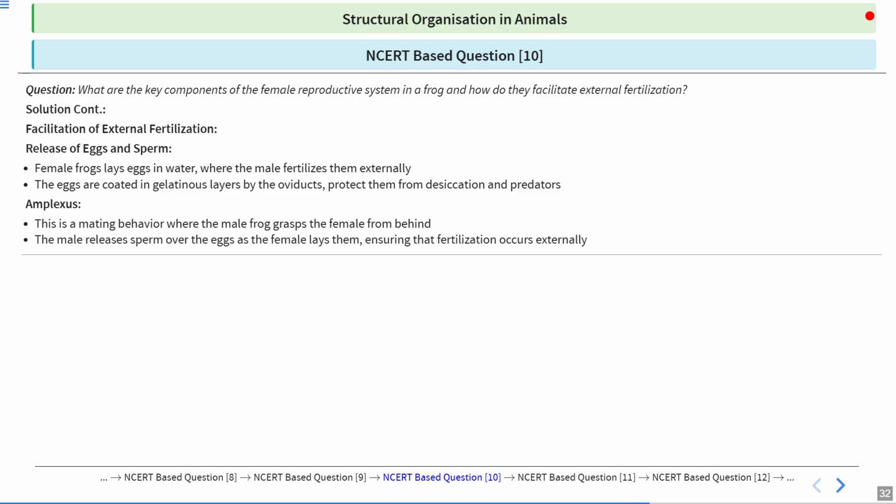It never happens that the female will lay eggs and whenever the male gets the time or sees that there is an egg, at that time it releases the sperm over it. No, it never happens like that. The male and female hold together and do the process of copulation, and at that time the eggs and sperms are released simultaneously, so the fertilization can take place externally, right? In this way, the reproductive systems of the male and female are planned in such a way because they have to do the fertilization process external to their body.